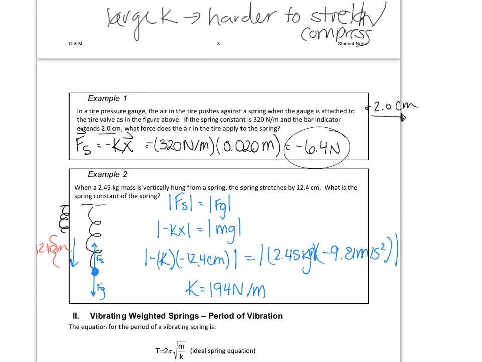Again, the unit newtons per meter is what we represent K with. Again, it has to be an absolute value here because F of S is upwards and F of G is downwards. So because they have opposite directions, we would have gotten negatives. Therefore, we needed to use our absolute values.